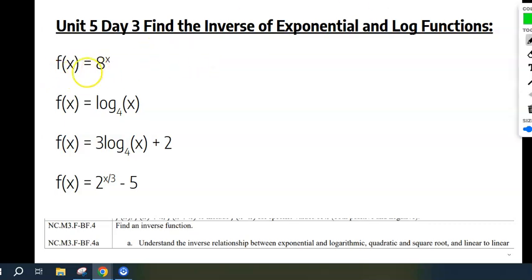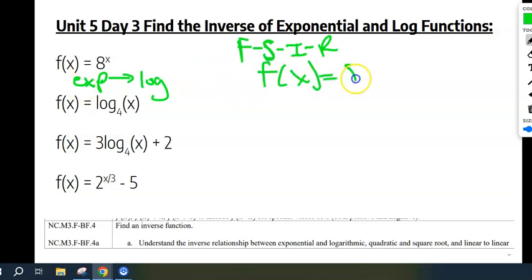So anyways, first one, f of x equals 8 to the x power. This one is in exponential form, so I know it's going to go to log form. I'm still going to do FSIR, which we learned with inverse back in Unit 1. F standing for, I'm changing my f of x to y. S standing for switching my x and my y. I standing for isolating y.